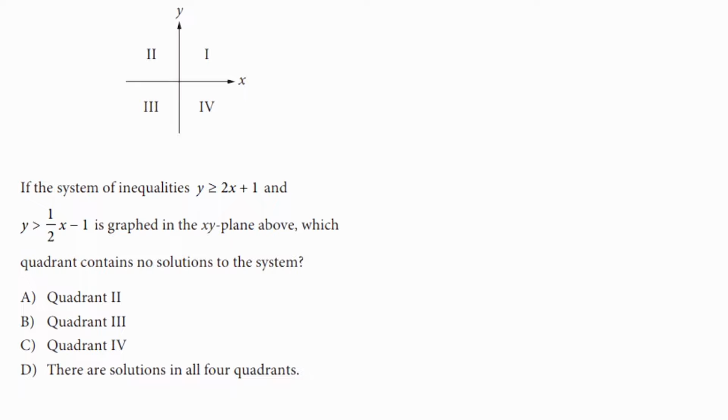So in this question, we're looking at 2 inequalities. y is greater than or equal to 2x plus 1, and y is greater than 1/2 x minus 1. We need to find which quadrant contains no solutions to the system. So first, let's look at these equations graphed on the plane, and then see where points lie on these equations.